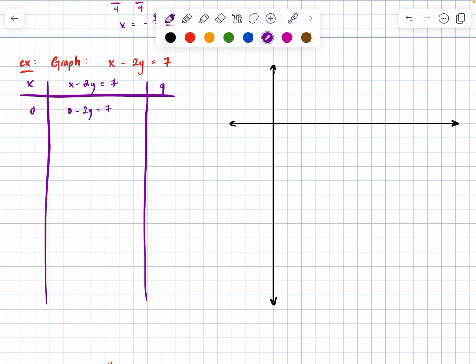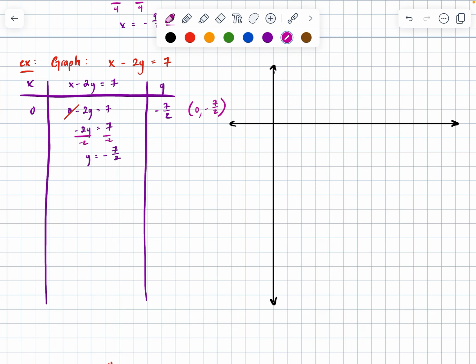So plugging in 0 for x, I get 0 minus 2y equals 7. Well, 0 minus 2y, I can functionally ignore this guy. That's the same as negative 2y equals 7. Divide both sides by negative 2 to get y by itself. y is equal to negative 7 halves. This tells me that the point 0, comma, negative 7 over 2 is on my graph.